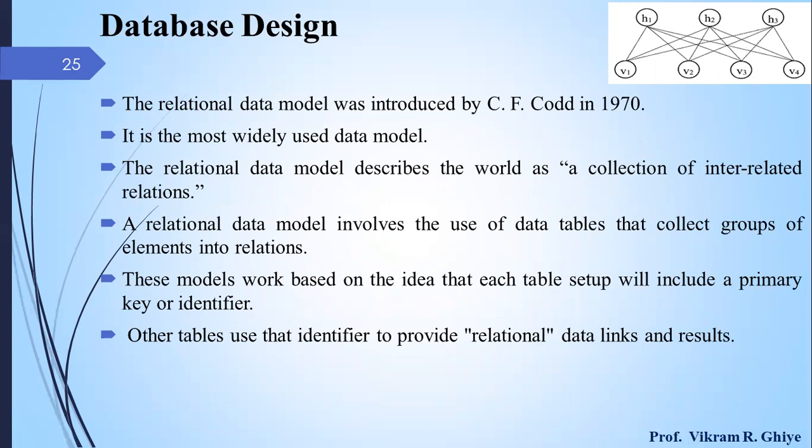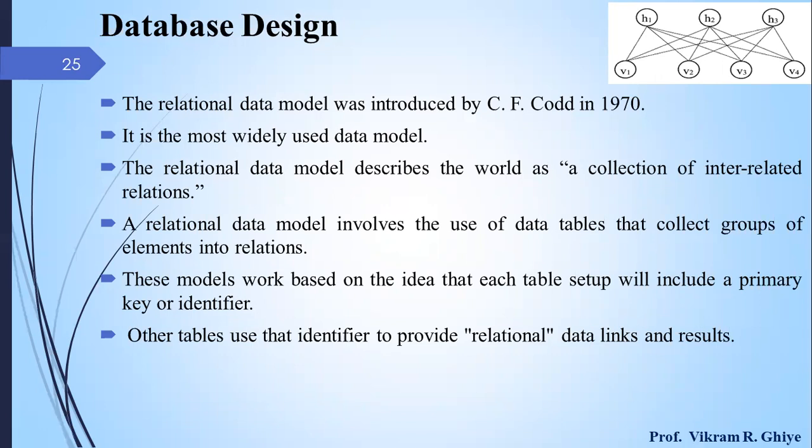It is the most widely used data model for database design. The relational data model describes the world as a collection of interrelated relations. What does relational data mean? A collection of interrelated relations. So a relational data model involves the use of data tables that collect a group of elements into a relation. This model works on the idea that each table setup will include a primary key or identifier, so that it is available in the database design.